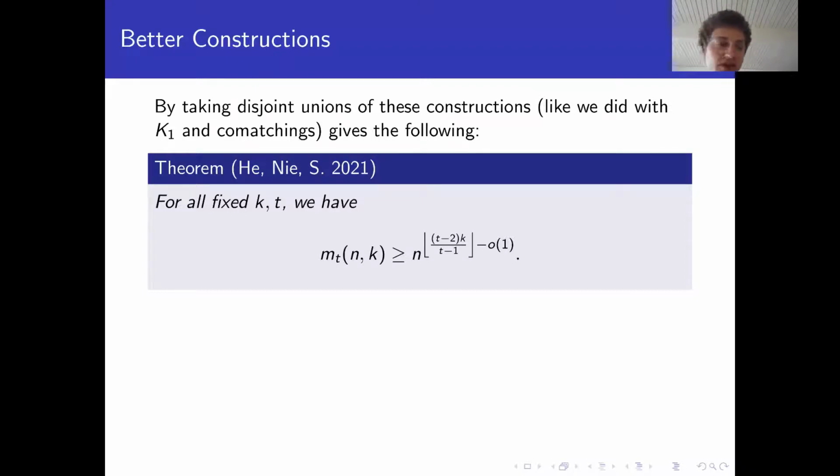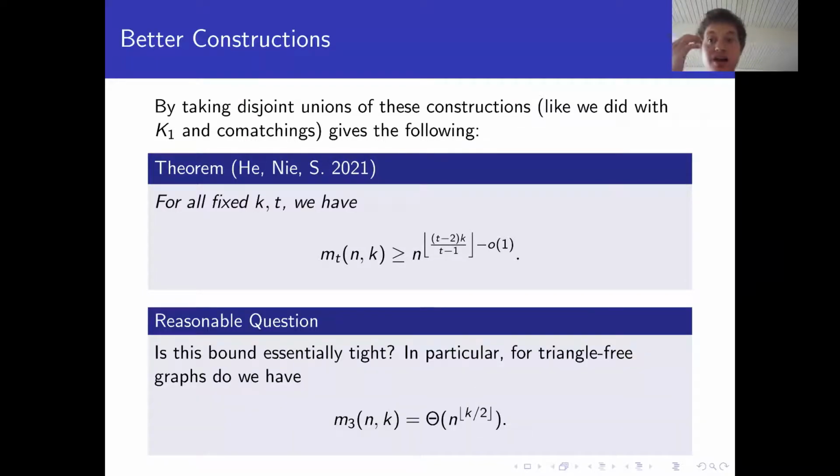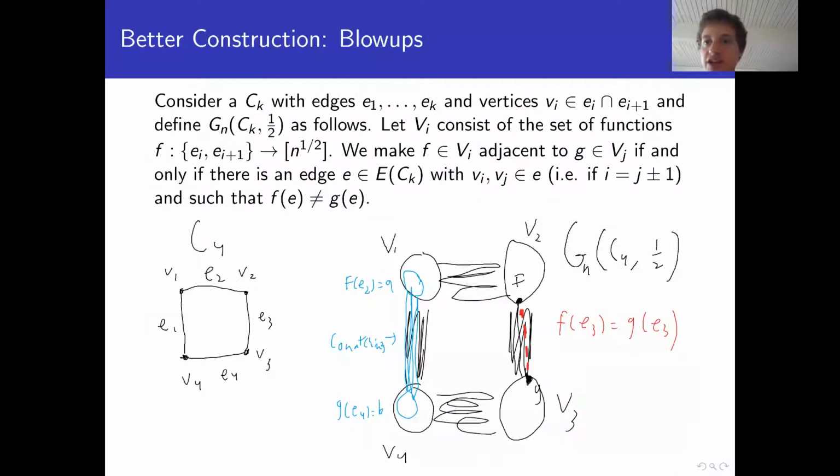So we can prove this bound, which is much better for a larger T compared to our previous bound of K over 2, which we might have naively thought was the right answer. But still the question remains, are these new bounds best possible? In particular, for triangle-free graphs, is the lower bound we have of n to the 4 K over 2 that we mentioned before best possible? And here, things are starting to look more reasonable because we know it's true for K at most 4. But yet again, it turns out this isn't the case.